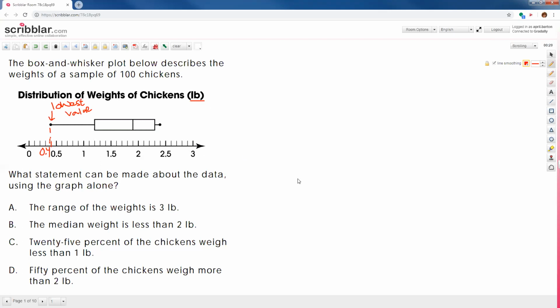So then the top dot, if the lowest dot means the lowest value, the top dot means the highest value. That's going to be the heaviest chicken.